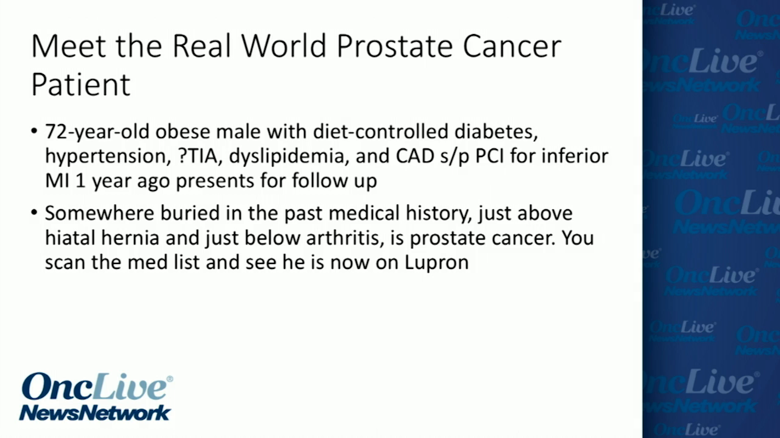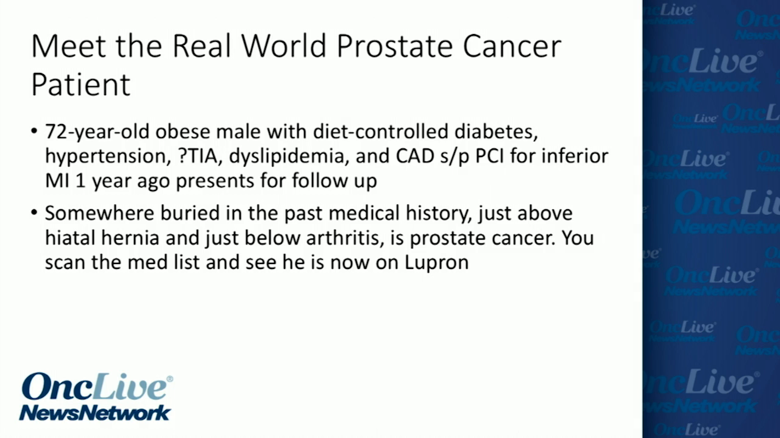This is not a patient that will be recruited to a clinical trial, but this is the patient that I take care of in my clinic, and you're more likely to encounter in your own clinical practice. And this is what the HPI often summarizes as. So our patient here is a 72-year-old obese male with diet-controlled diabetes, hypertension, a questionable TIA that's not well described, dyslipidemia, coronary artery disease, and he had PCI for an inferior myocardial infarction 1 year ago, who presents for follow-up.